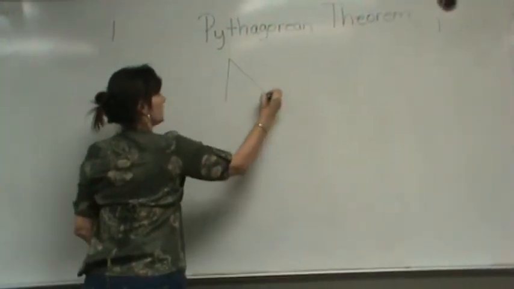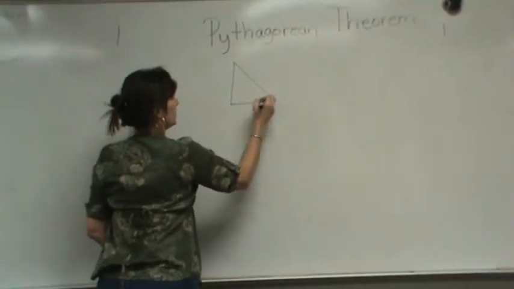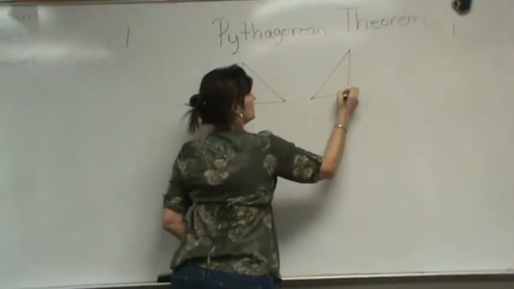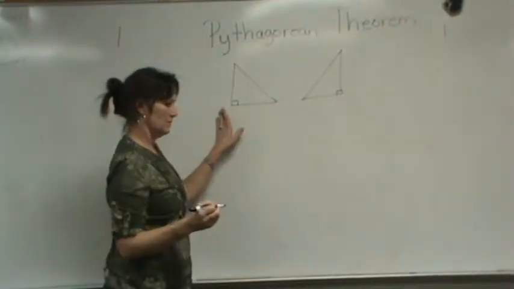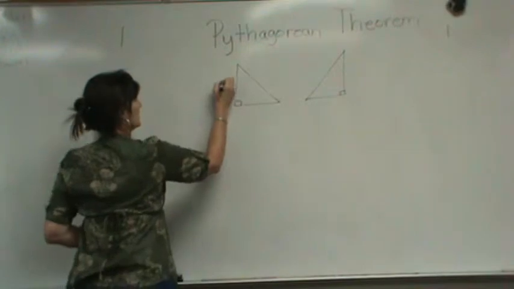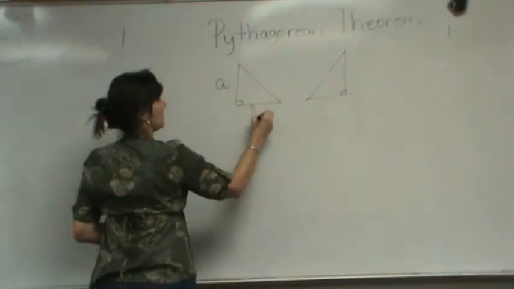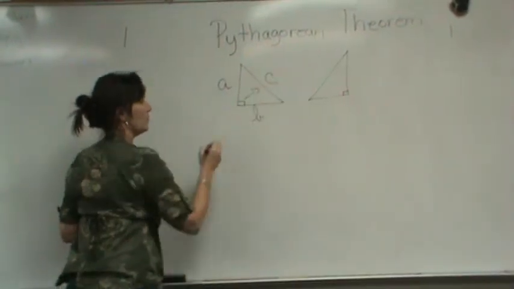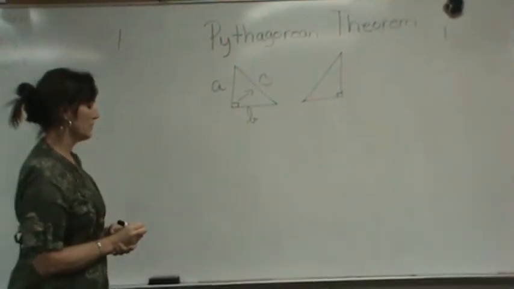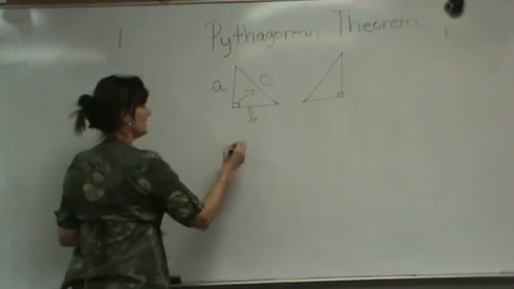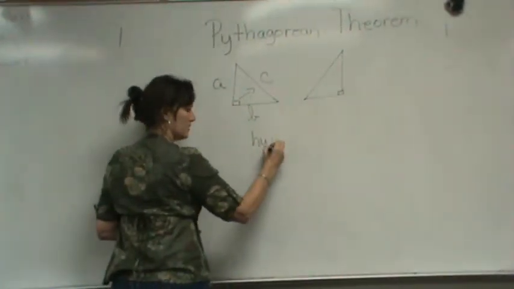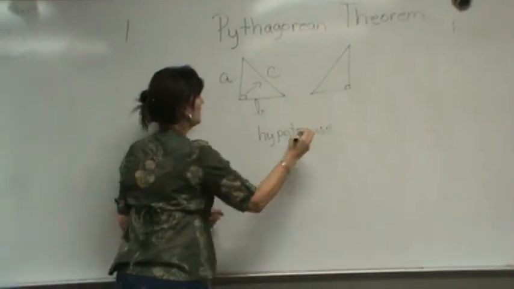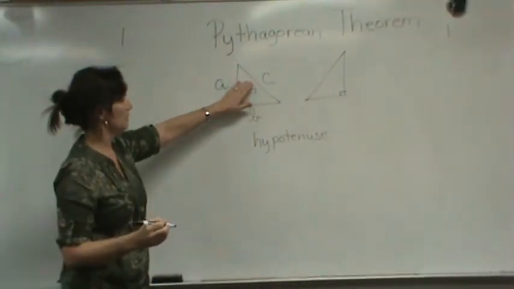When you're using the Pythagorean Theorem, it is only used with right triangles. You'll see your right angle. There is an A, a B, and a C. The C is always straight across from the right angle. The C is called the hypotenuse. That's his name. He is straight across from the right angle.